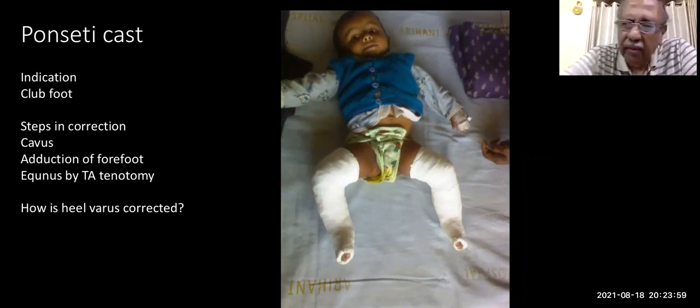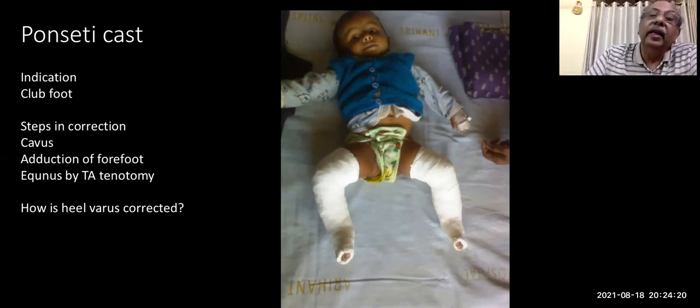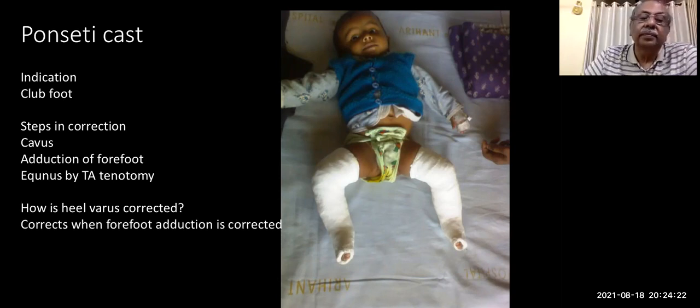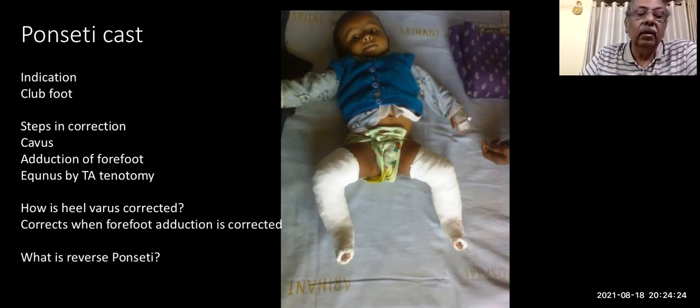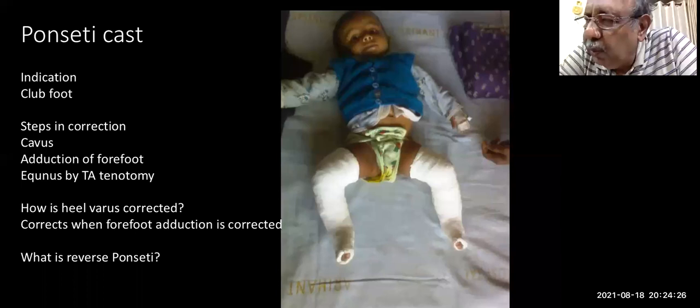Then you have to say regarding the calcaneopedal block, because Ponseti considers that the foot is made up of only two components. One is the talus and the second is all the other bones, including the calcaneum, as the second block. So that is what is called the calcaneopedal block. Once you correct the calcaneopedal block, once you abduct it, the heel varus automatically gets corrected. And then they may ask you what is reverse Ponseti cast.